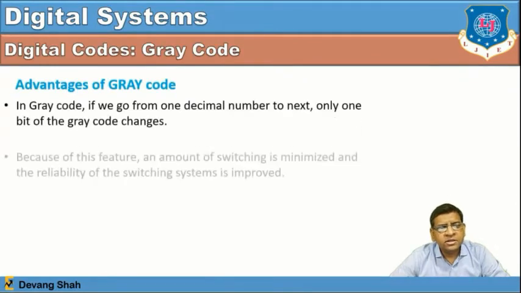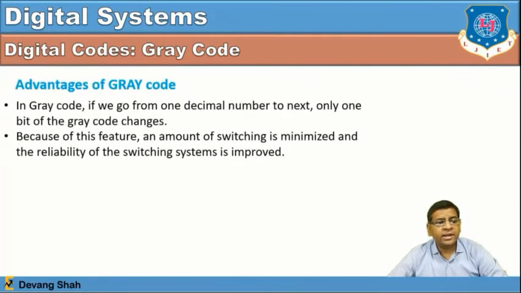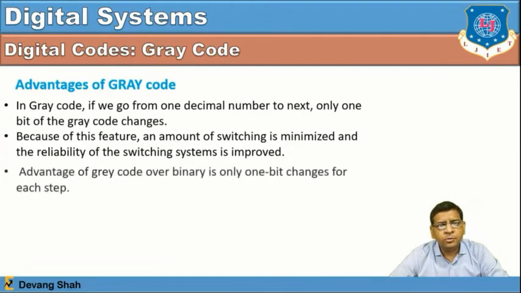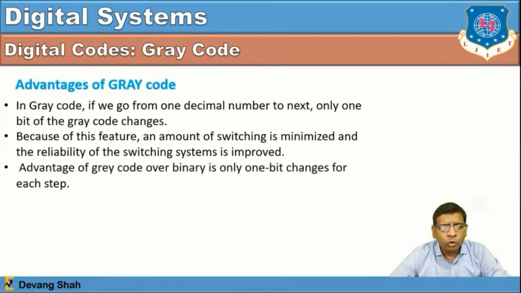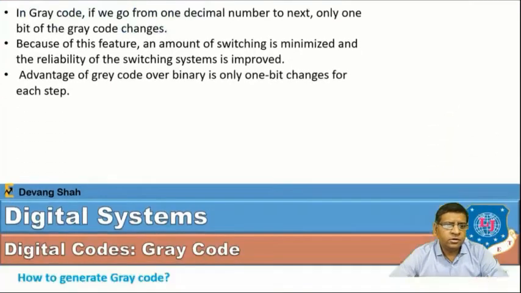So you can see different advantages of Gray code. Like in Gray code, if we go from one decimal number to the next, only one bit of Gray code is changed. That is what is required. Because of this feature, the amount of switching is minimized and the reliability of the switching system is improved, right? The advantage of Gray code over binary is that only one bit changes for each step, right?